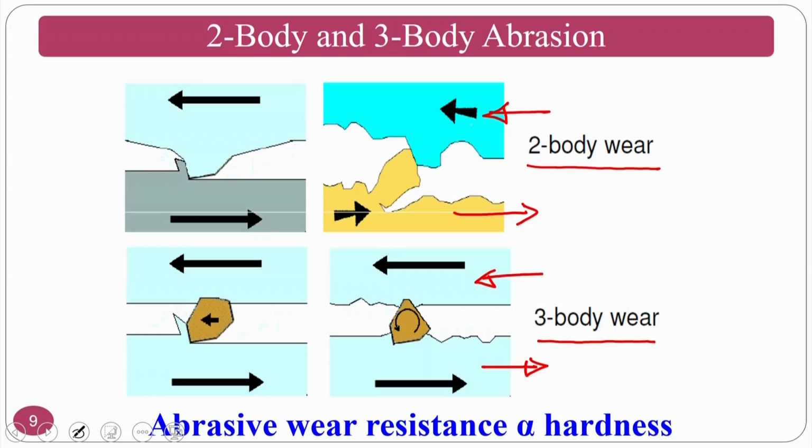Hardness is nothing but resistance to penetration. If the penetration is less, abrasion is less. Now you understand the difference between two body abrasion and three body abrasion.